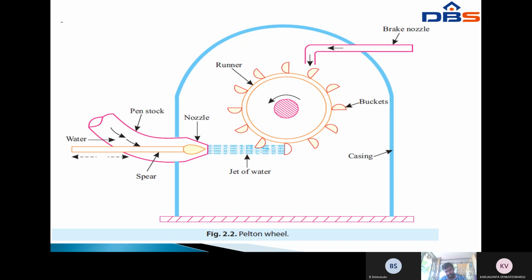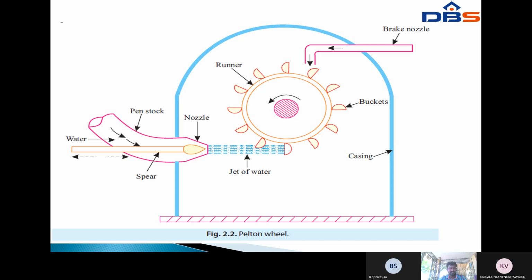The water is entering into the nozzle; the end of the penstock pipe is connected with the nozzle. The nozzle's purpose is that the pressure energy is converted into kinetic energy. The water flows at high velocity as a jet of water.